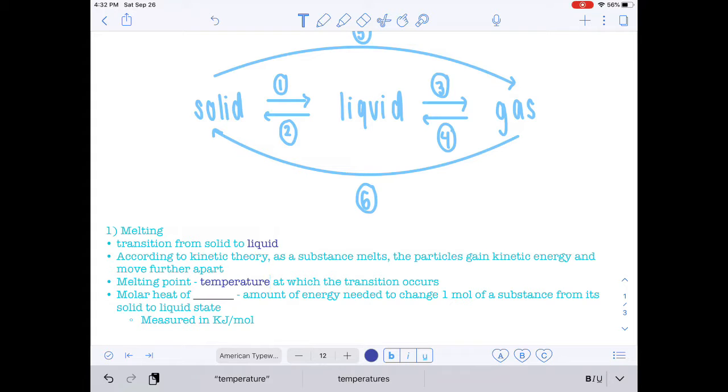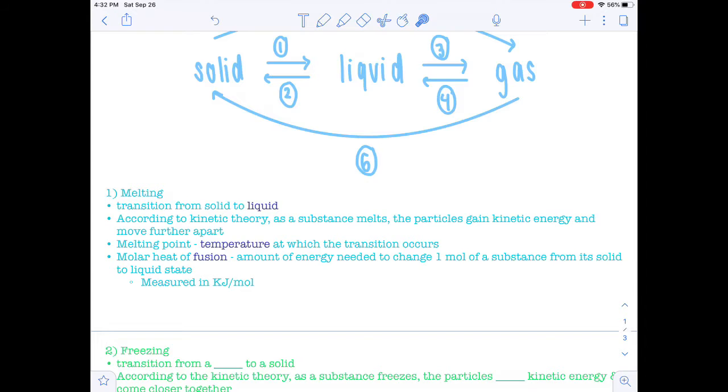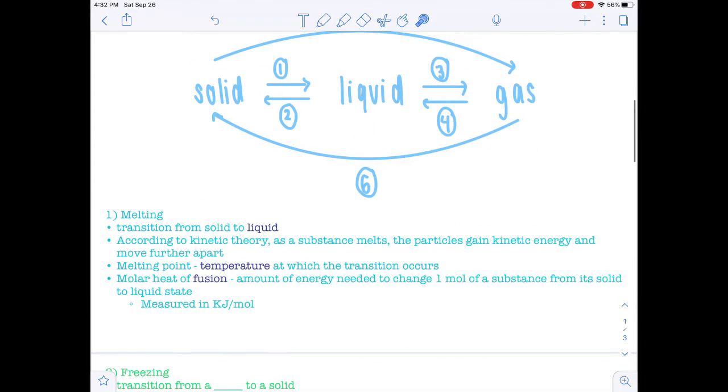So the molar heat of fusion is the amount of energy which is needed to change 1 mole of a substance from its solid to liquid state, and this is measured in kilojoules per mole. Because according to kinetic theory, the particles need to gain kinetic energy to move further apart in order to transition from solid to liquid, and therefore you need to add energy in, and the amount of energy you need to add to change 1 mole of a substance from solid to liquid is the molar heat of fusion. And then over here, mind the units, right? So kilojoules per mole. So that was pretty simple. That's our first change of state from solid to liquid. I'm sure we've probably all heard that one before.